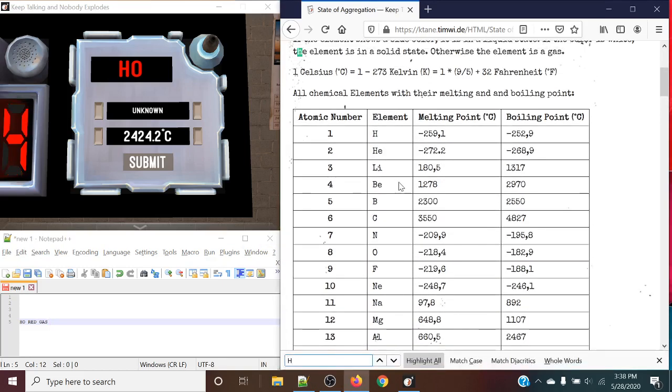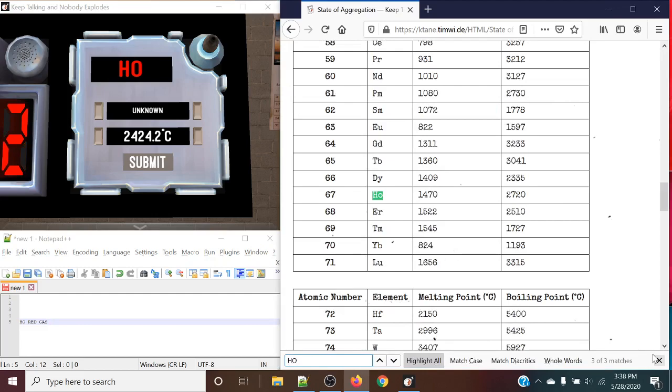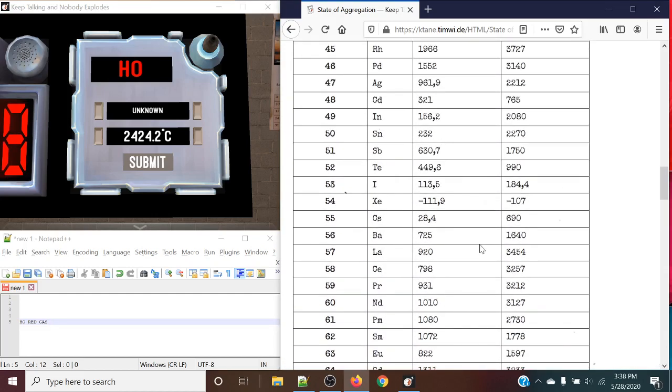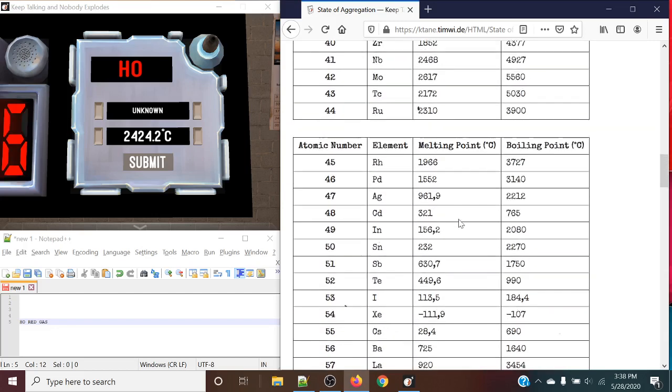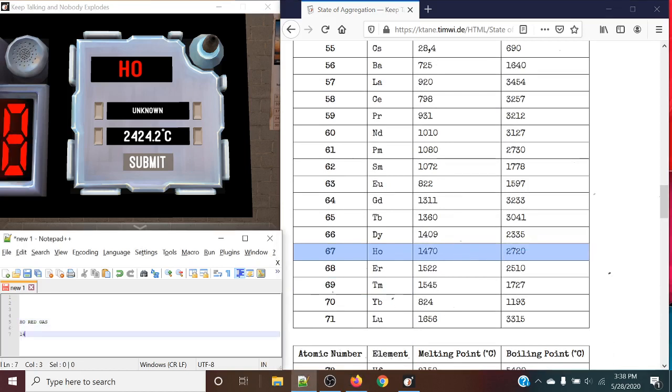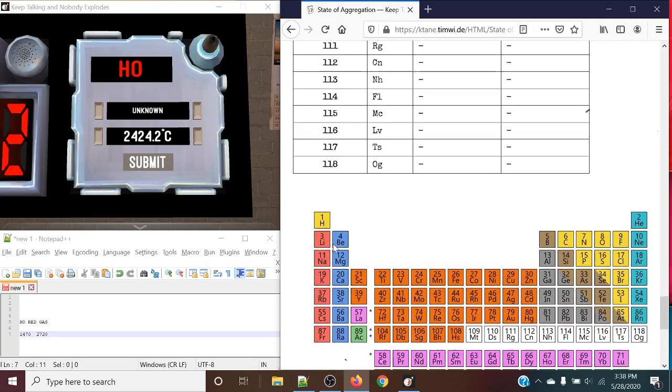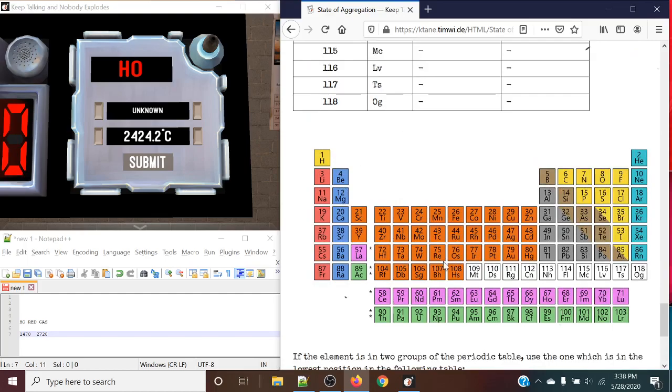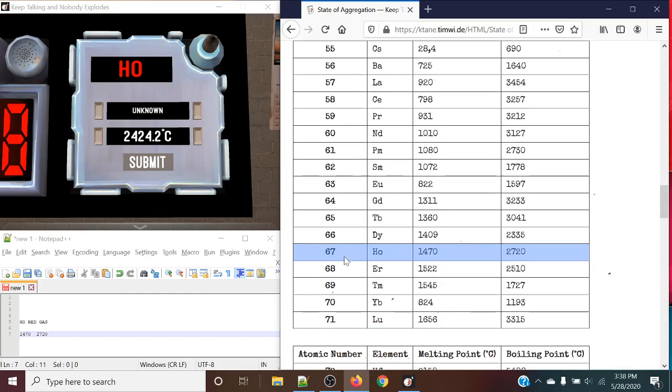So let's actually find our element. It's HO, which I believe is holmium, off the top of my head, if I'm correct. And this will give you the melting point in Celsius and the boiling point in Celsius, right here and right here. So I'm going to put that right here, just off to the side, so we don't have to come back for it. Now we're going to go down here, and this was said to be element 67.